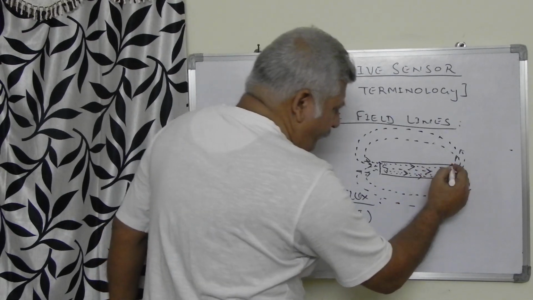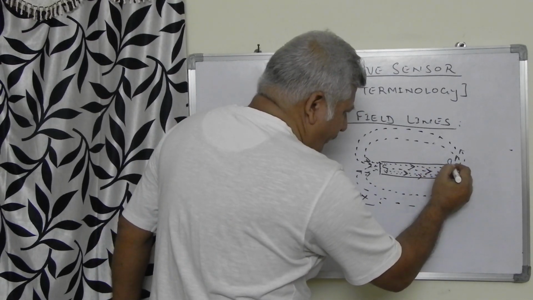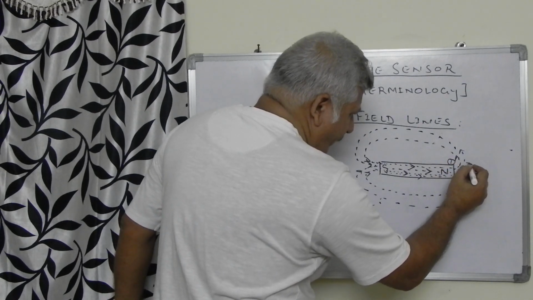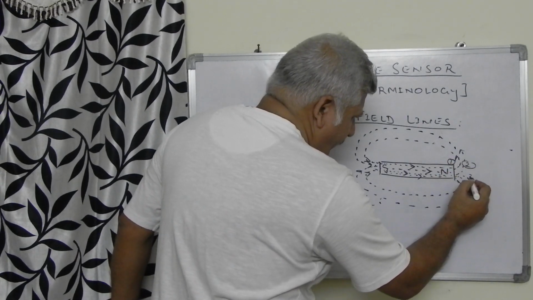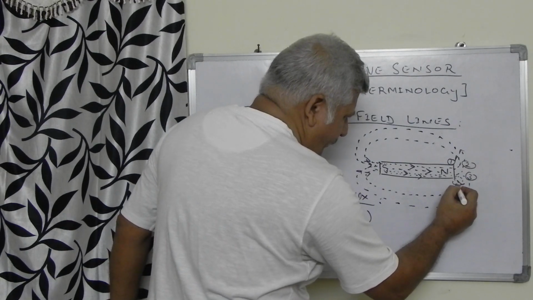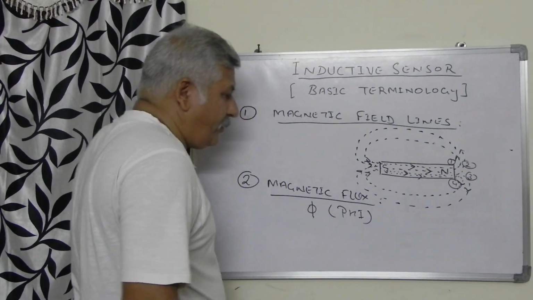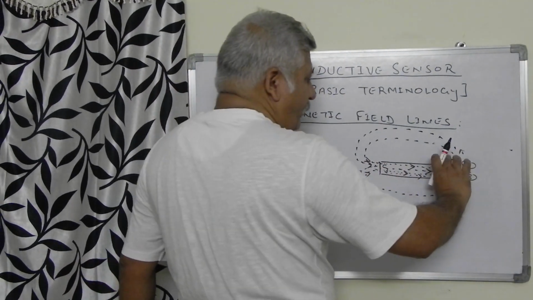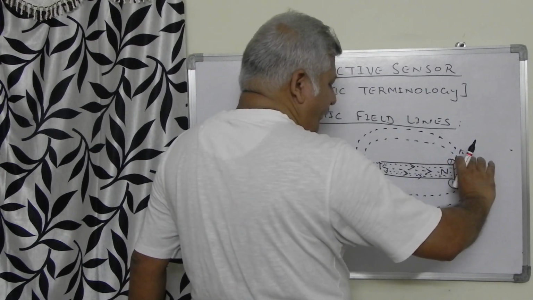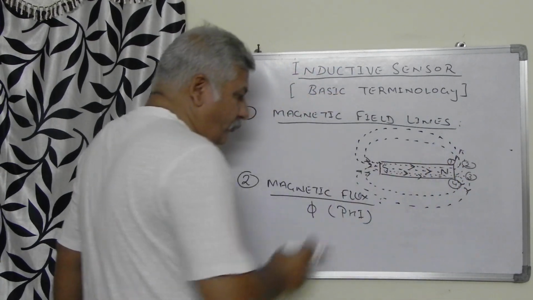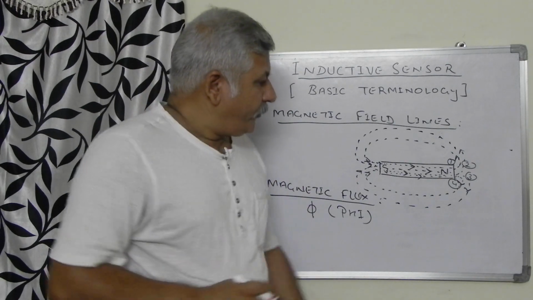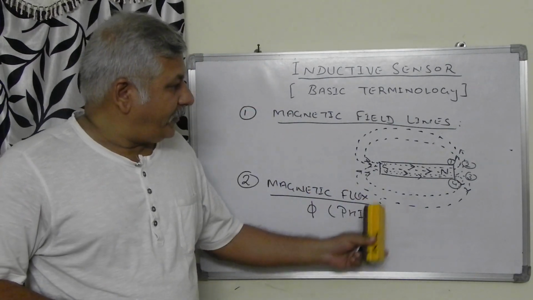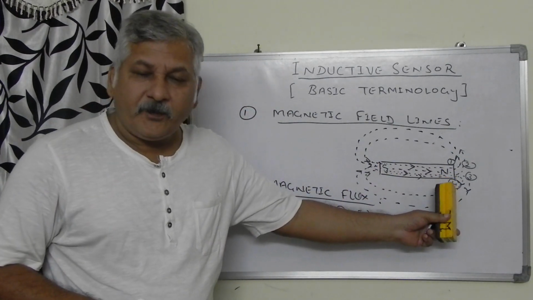In this north pole, this is the first magnetic field line. This is the second magnetic field line. This is the third magnetic field line. This is the fourth magnetic field line. So in this particular example, total 4 magnetic field lines are coming out from the north pole. So the magnetic flux in this particular case is 4.